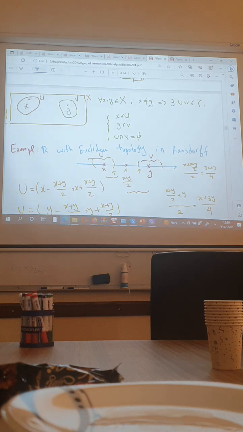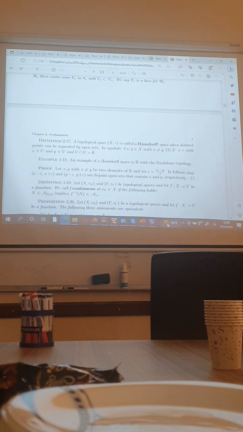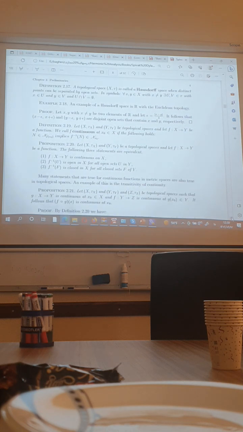We have two open sets U and V, such that x belongs to U, y belongs to V, and these two open sets are disjoint. For example, R is a Hausdorff space. And this is a definition of continuous function.